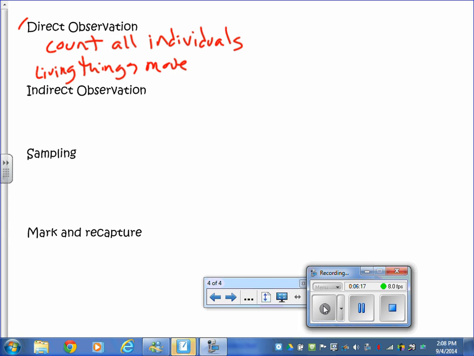Right. So they move and then they move back, and how do you know which ones you counted? Right? Imagine trying to count the ants on an ant hill. That'd be tough, right? Or the fish in the fish tank. If there's only 3 fish in the fish tank, no problem. But if there's a whole bunch, that's a little tougher. So things move. What else do living things do that make them hard to count?